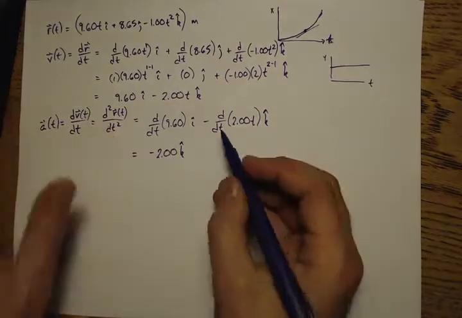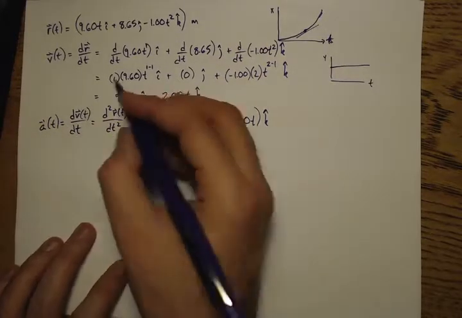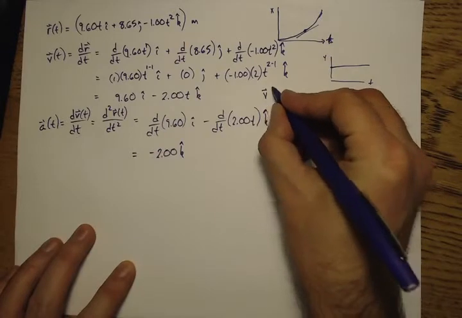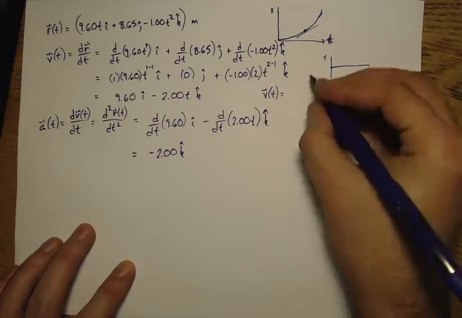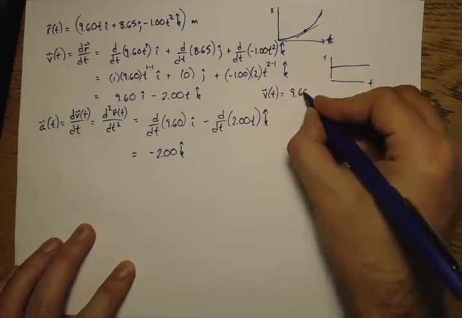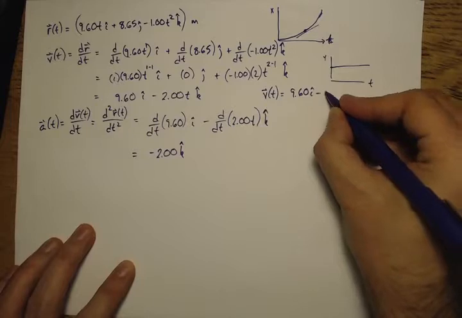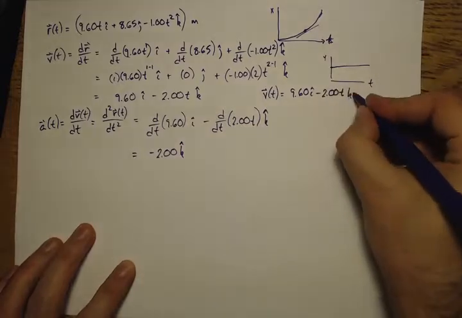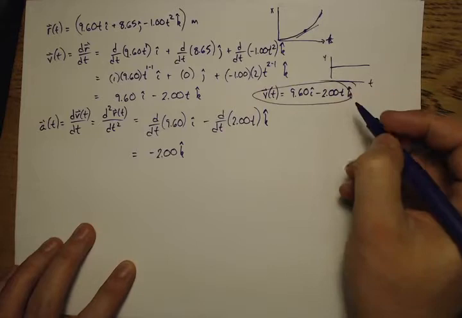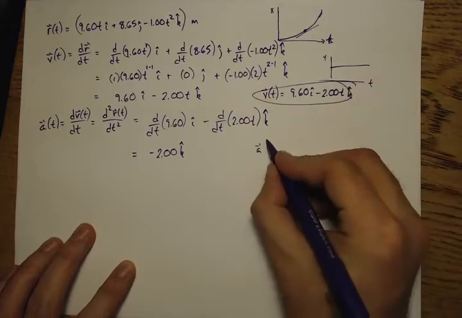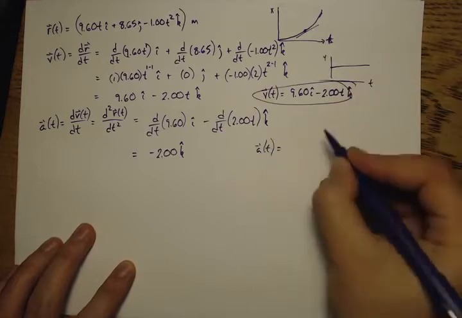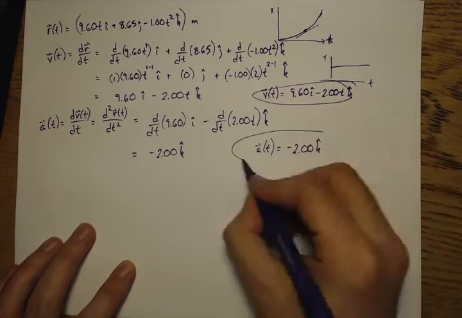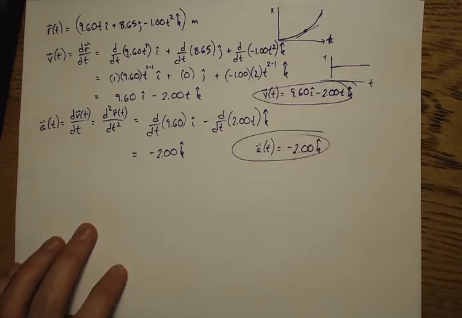And there you go. Circle your answers. You might want to write them out again just so we know what you're talking about. v of t is equal to 9.60 i hat minus 2.00 times time k hat. And then a as a function of time is equal to negative 2.00 k hat. Circle your answer. Okay.